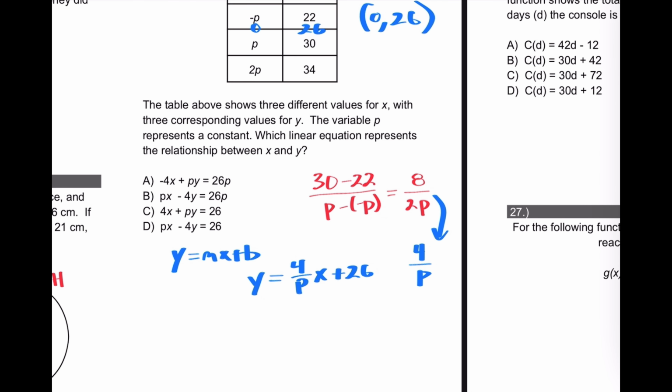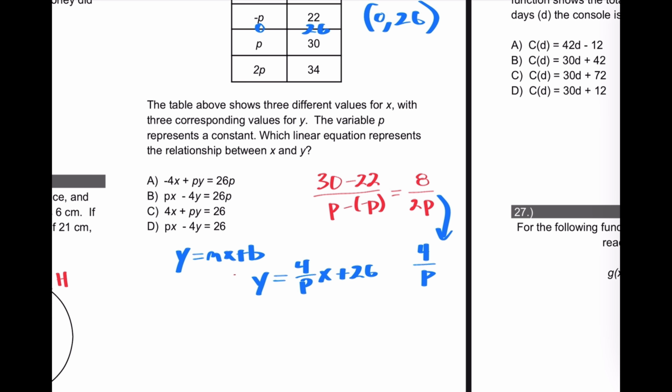Okay. And we'll notice that's starting to look a lot more like my options. Now, I want this in standard form. Okay. So I'm going to move the x. So I'm going to subtract. I want to get rid of that denominator. Okay. So if I multiply this whole thing by p, it's going to rule out that divided by p. Okay. So I'm going to have py equals 4x plus 26p.